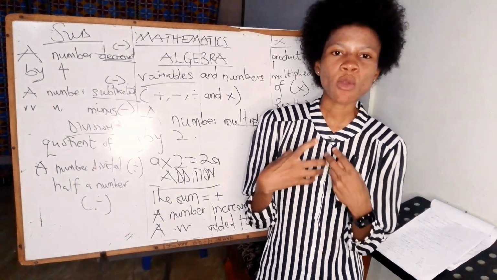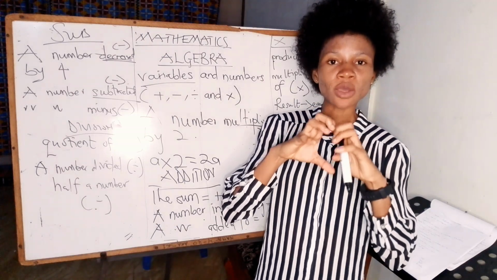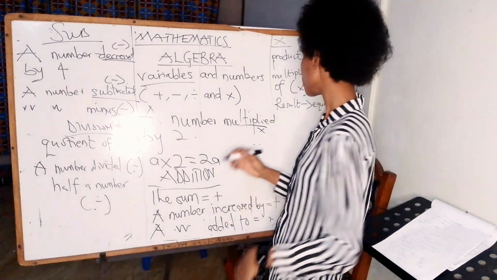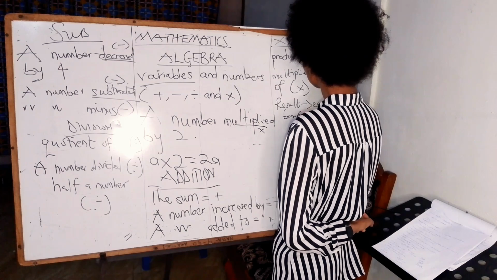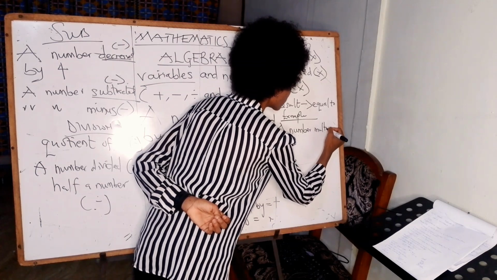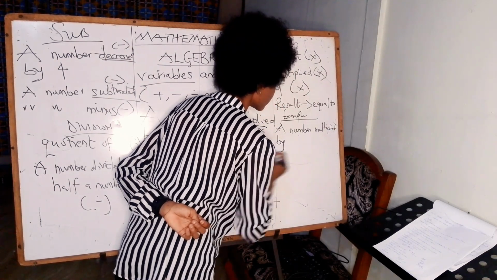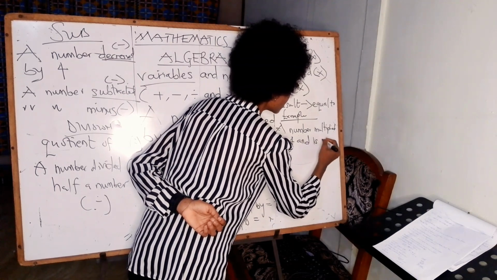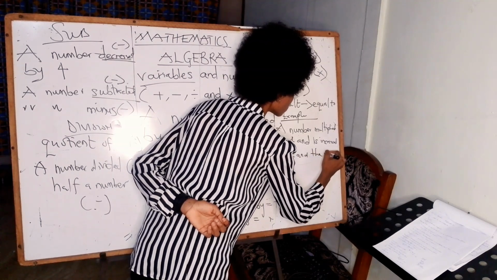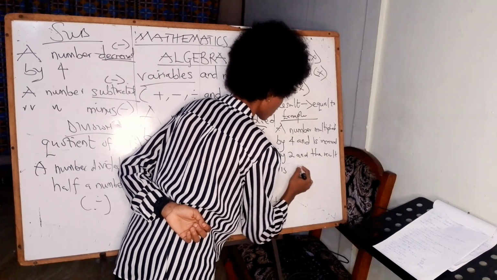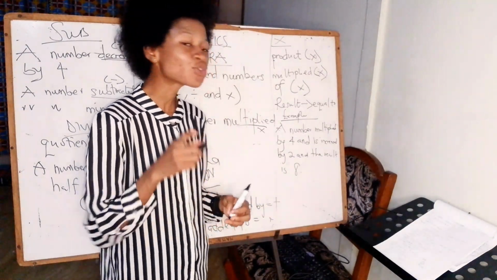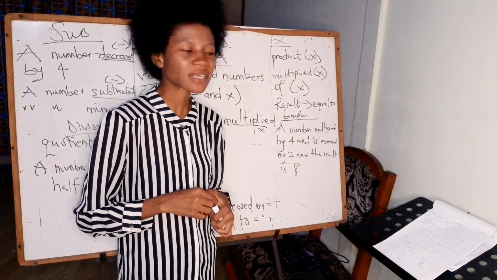So with algebra, it's more like a word problem. It is going to be given to you in a word problem format. You are to deduce it into numbers and then solve it. So let's look at one example here. Example. A number multiplied by 4 and is increased by 2, and the result is 8. This is our question for the day. A number multiplied by 4 and is increased by 2, and the result is 8.